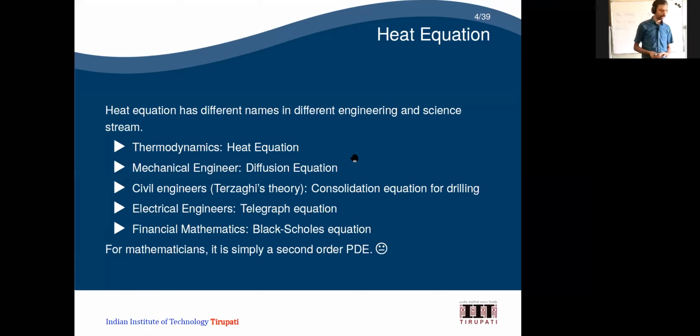So that is used in civil engineering. It is called Terzaghi's theory. You can just Google it: what is Terzaghi's theory? That is consolidation. Similarly, in electrical engineering they use it for the telegraph equation. That is another one where they use it.